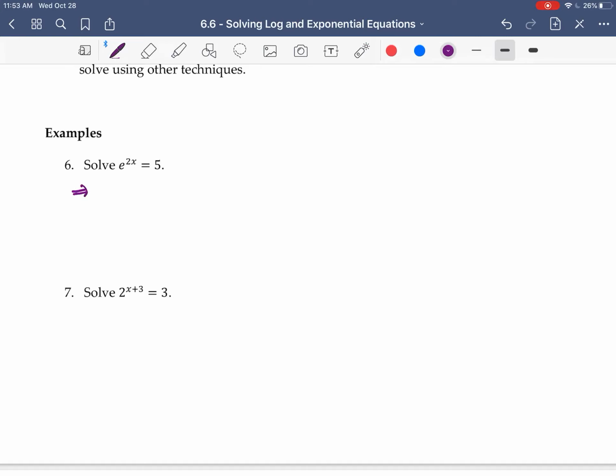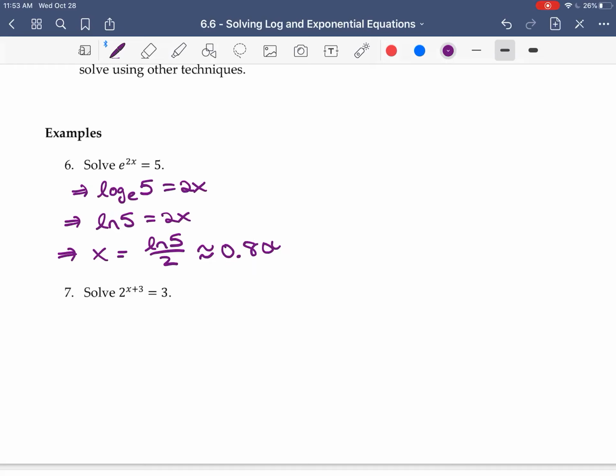Okay, so this is going to be log base e of 5 is equal to 2x, which is the same as saying ln of 5 is equal to 2x, which means that x is ln of 5 over 2. We divide by 2, and we can compute that on our calculator and know that it's approximately 0.8047. Okay, so that's the exact answer with the approximate answer.